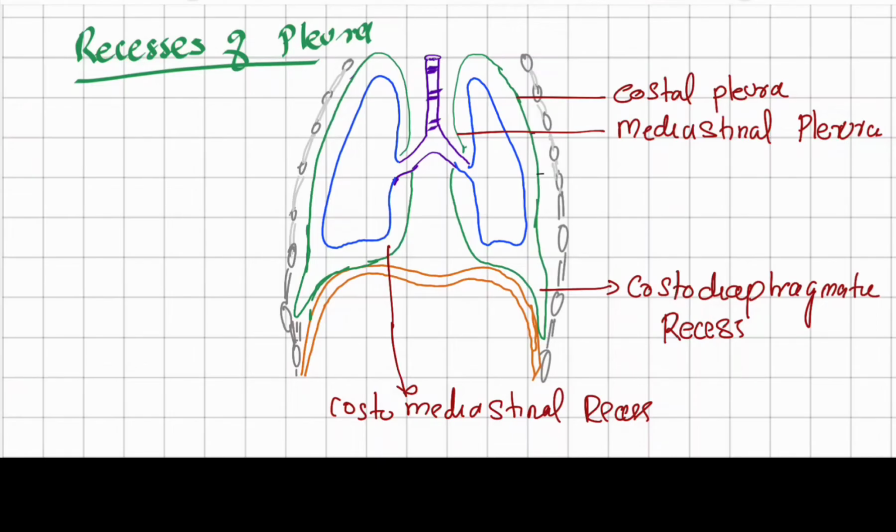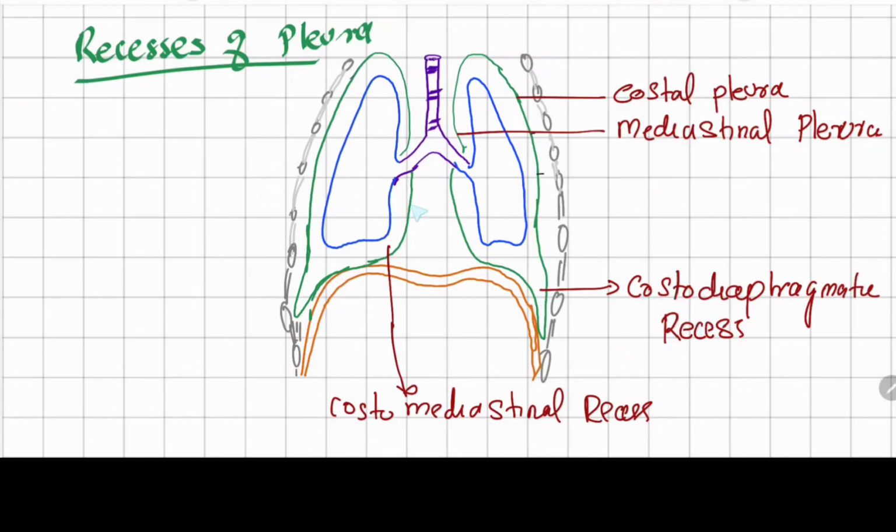Here you can see this is the costal pleura and this is the mediastinal pleura. Here we are seeing the thoracic cage, and here we have the diaphragm. This is the costal pleura, and here we have the diaphragmatic pleura. When the costal pleura gets reflected onto the diaphragmatic pleura, it makes a space there. That space is known as the costo-diaphragmatic recess. Recess means pocket. The reflection of the costal pleura onto the diaphragm gives a small space, known as the costo-diaphragmatic recess.